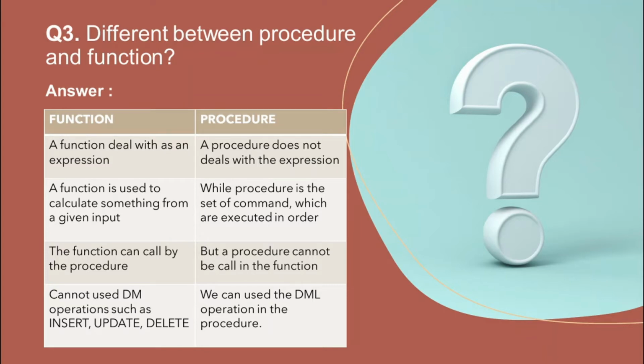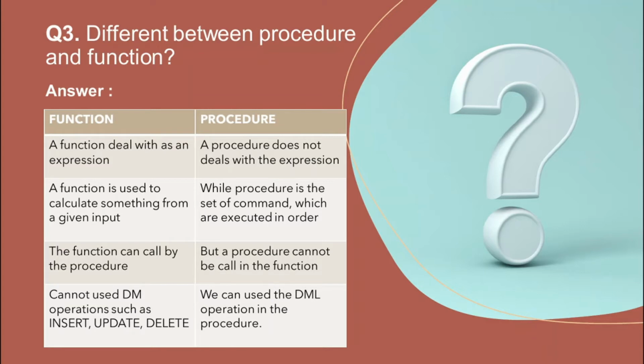A function is used to calculate something from a given input. We give some input and it gives us some output. While a procedure is a set of commands which are executed one by one in order. A function can be called in the procedure, but a procedure cannot be called in the function.